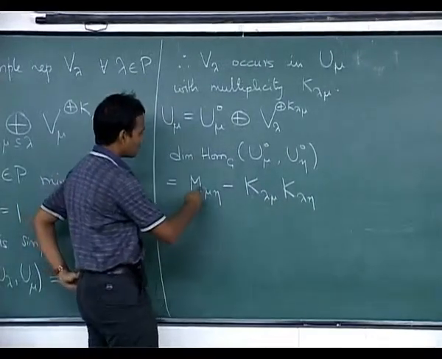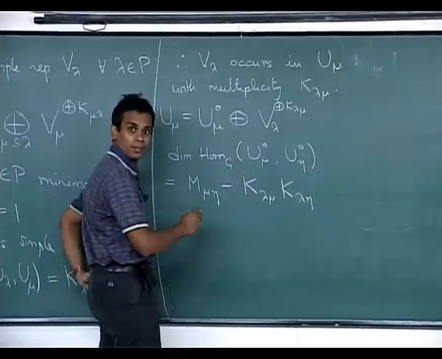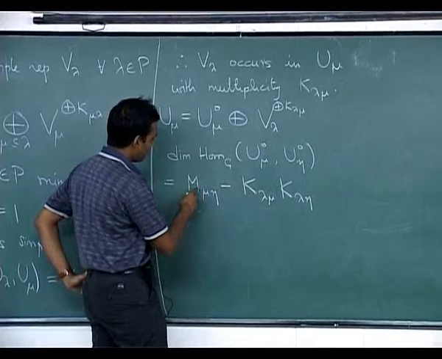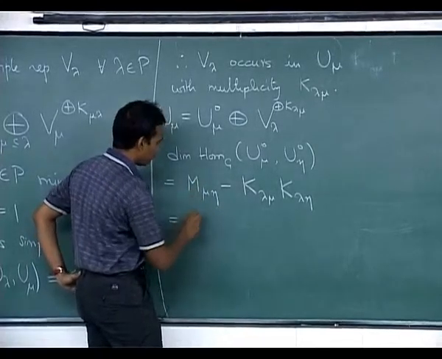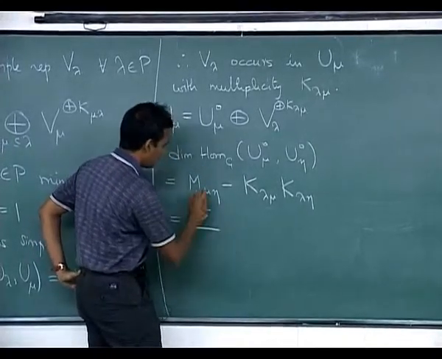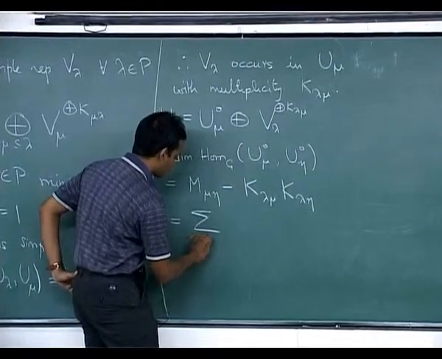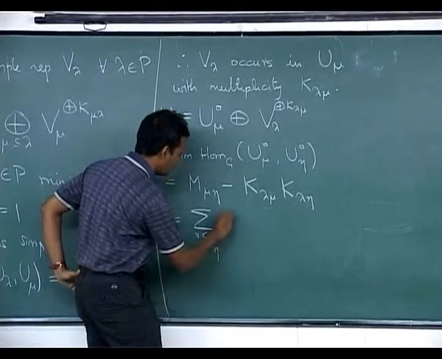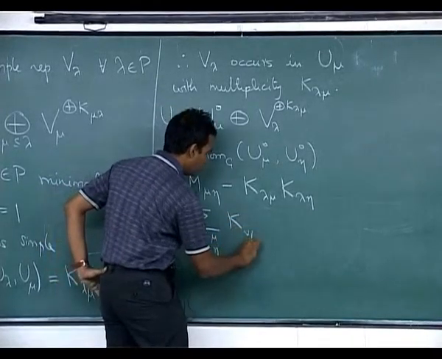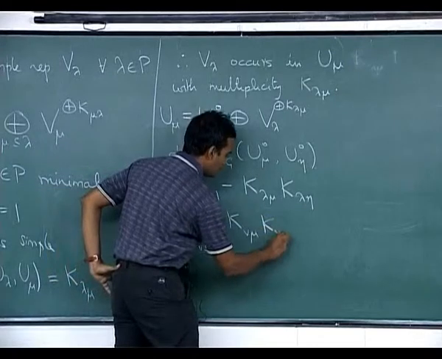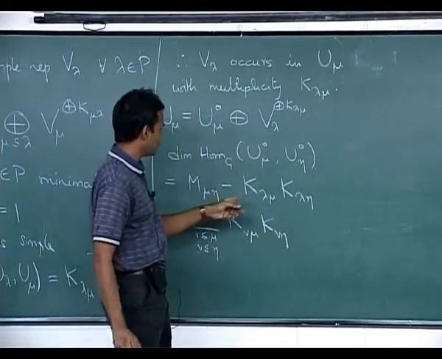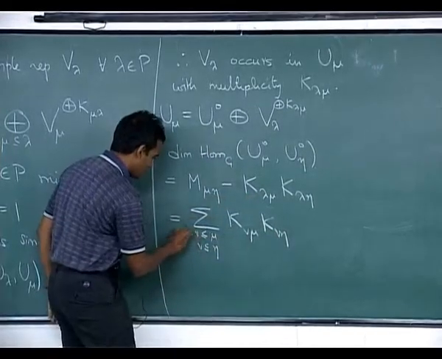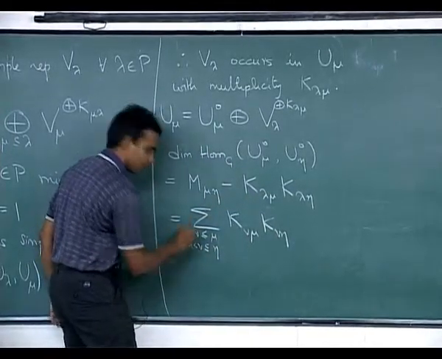Right. So what is this? If you look at this bit, this is the summation over nu less than or equal to mu, nu less than or equal to eta, of k nu mu, k nu eta, but we are leaving out some terms, just one term actually. I can just modify this to say lambda strictly less than.